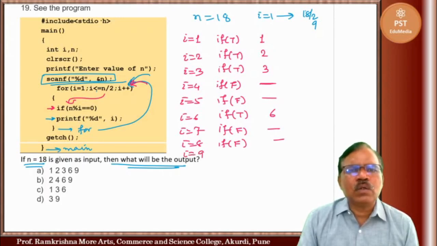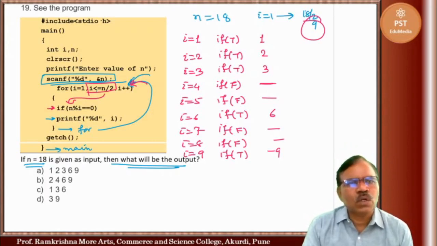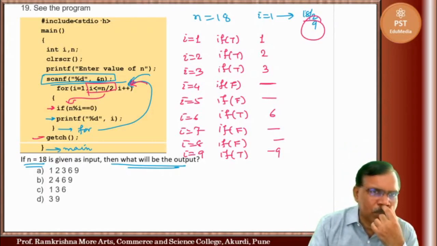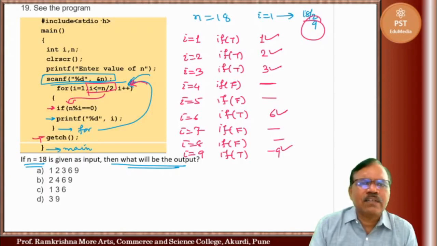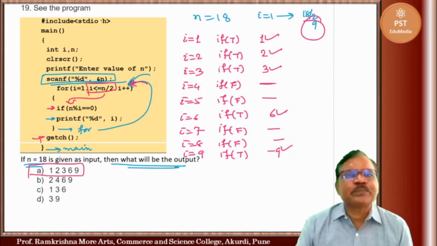I equal to 9, less than or equal to n by 2, means it is true. If 18 % 9 is true, so 9 is printed. Then 10, but we have to go up to 9, so the condition is false, it will come out of the loop. So on the screen you will get 1 2 3 6 9. These are divisors of 18, so 1 2 3 6 9, this is the correct answer.